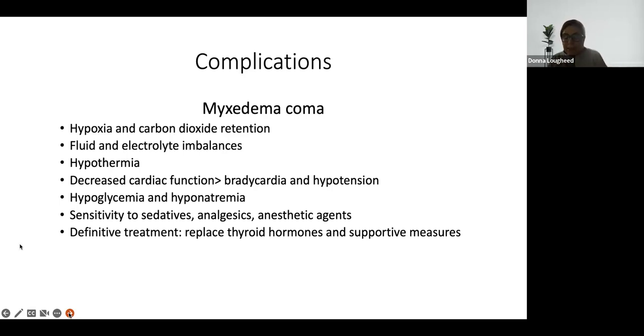Along with the significant hypothermia during times of crisis, patients are sensitive to sedatives, analgesics, and anesthesia because metabolism of these medications is significantly slowed, leading to an accumulation in the body. Definitive treatment for this crisis is aimed at replacing thyroid hormone and supportive measures.